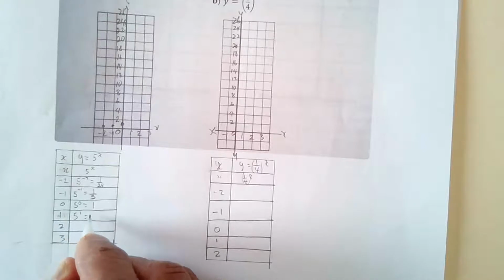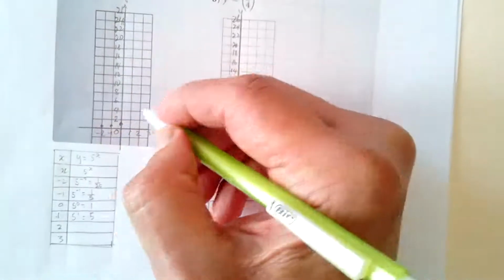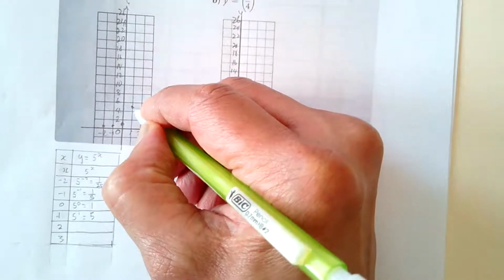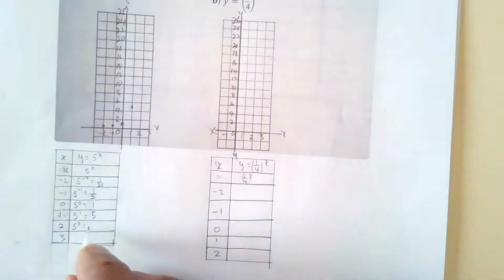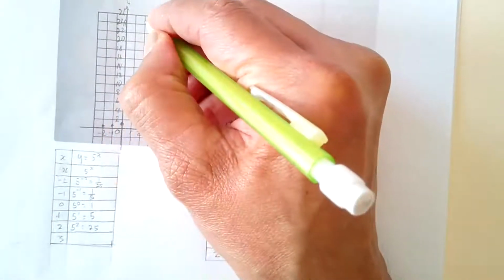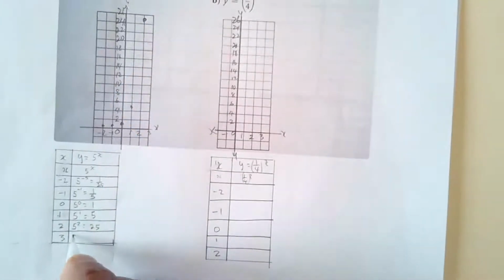Five to the power 1, when x is 1, y is 5. So we can go 1, 5 is up here. 5 to the power 2, which is 25, which would be way up here. Well, this is way beyond my scale.